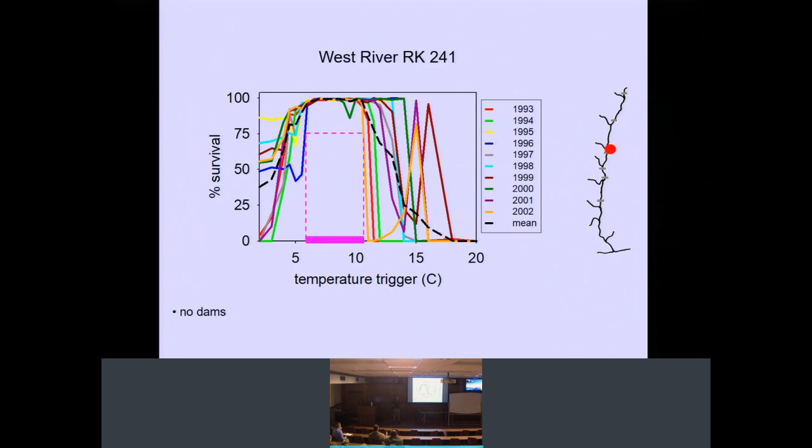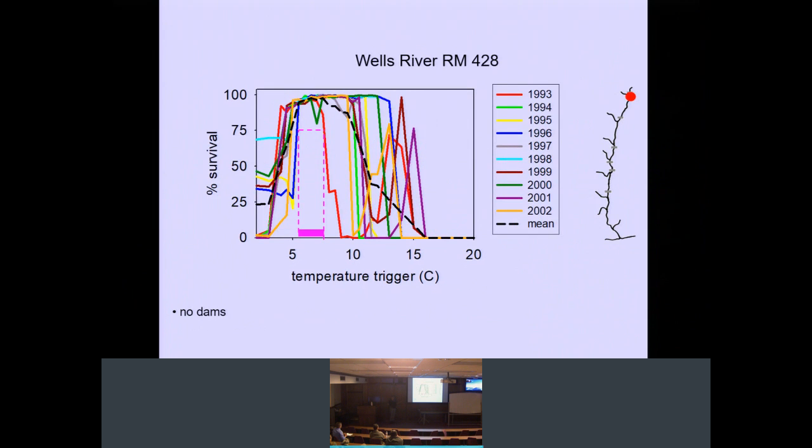And we see we have to slightly narrow our band of good temperatures, so 6 to 11 or so. But still, there's this range of temperatures that they can leave, and across 10 years anyway, they can be guaranteed a pretty high survival. So next I'm going to look at the Wells River, which is farther upstream, the same kind of graph, but for the Wells River. And what we see is a lot more variation, slightly lower survival, but there's still this range of temperatures that will pretty much ensure they have high survival over all these years, even though these years are all so different from each other.